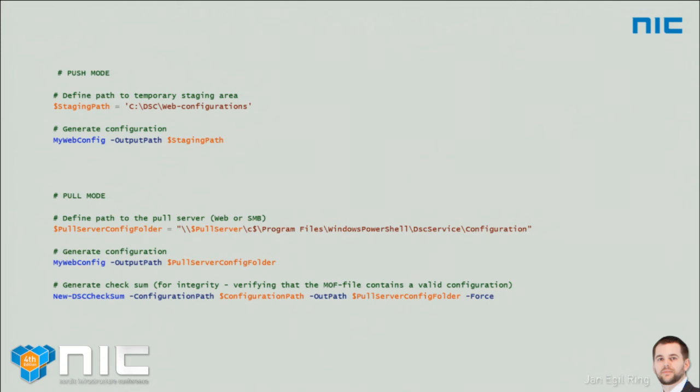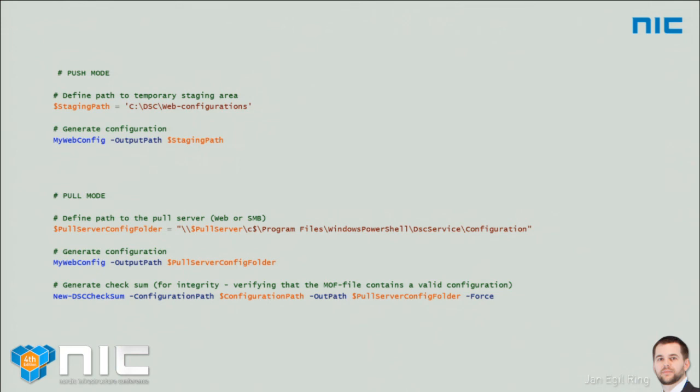So DSC has 2 kinds of modes, if you will. The first one is the push mode, where you're sitting on your computer and you're directly sending a configuration to a computer. If you're doing that, you can just save the configuration document in a local folder and point to that when you're going to apply it to the computer. If you're using pull mode, where you have a pull server, you basically put the configuration document inside of a folder on the pull server. One example path is there, but the path is something you decide when you install the pull server.